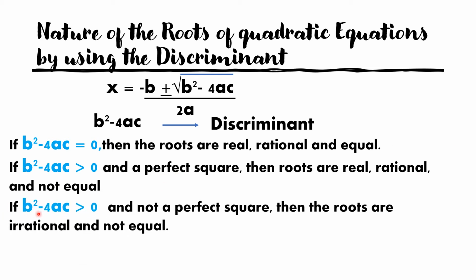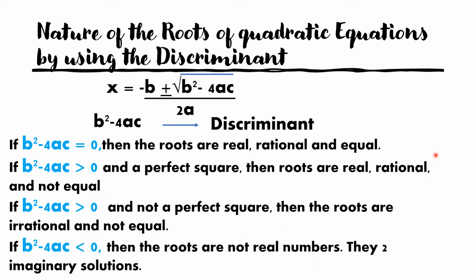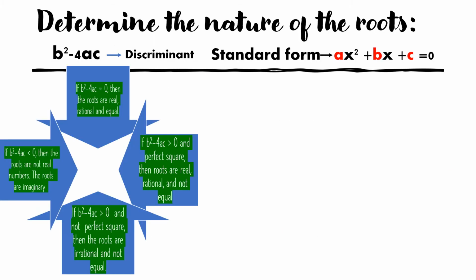If b squared minus 4ac is greater than 0 and not a perfect square, then the roots are irrational and not equal. If b squared minus 4ac is less than 0, then the roots are not real numbers. They are two imaginary solutions. Now, let's solve for the discriminant in order to determine the nature of the roots.